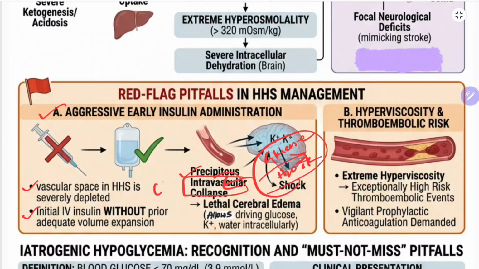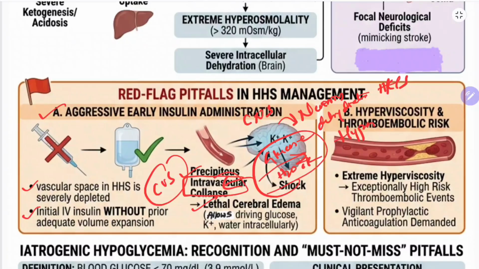That happens in the CVS. And in the CNS, because so much water is entering into the neurons, they were dehydrated in HHS. Okay, they were dehydrated in the HHS state. Now when you give insulin before correction of the dehydration, they actually become hyperhydrated. The neurons will swell and the patient will develop lethal cerebral edema.